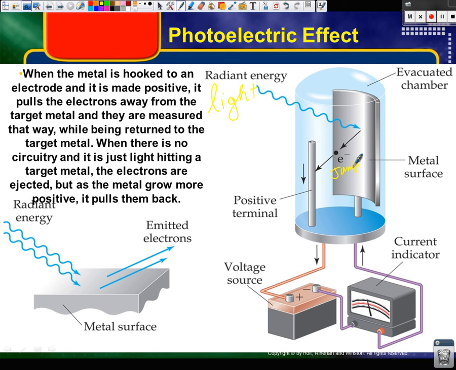So think about this. If I take this piece of metal and I pull all these negative things off, what are you left with? Positives. Exactly. So the more and more positive this thing gets, what are the electrons going to want to do? They're going to want to jump back to it, because what do positives and negatives do? They attract. And that's essentially exactly what's going on here.